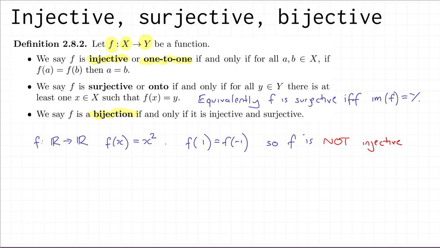Okay, let's try now a different example. We'll return to this one on the next slide, but for the moment let's think of a different one. Let's take a function g from the natural numbers to the natural numbers. Let's think about this one. g of n is going to be defined to be n plus 1. Now this function is injective.